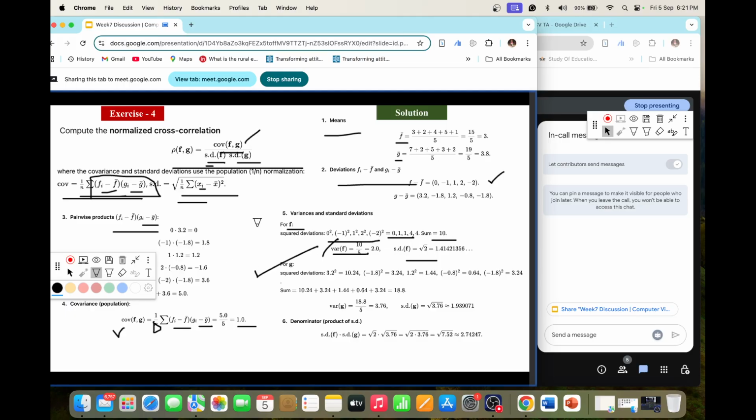Similarly, we can do it for g. So we are clear with the standard deviation of f and the standard deviation of g, and now what can we do? It is very easy to get the normalized cross correlation coefficient value. We already have the covariance, and we have the standard deviation of f and the standard deviation of g. So we will get the answer. Okay, so this is how you solve the normalized cross correlation.